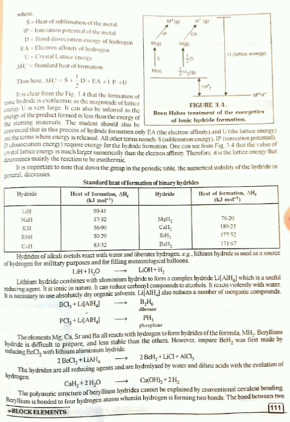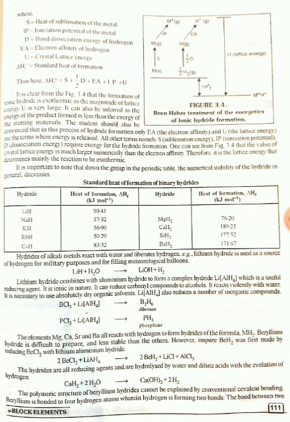The elements magnesium, calcium, strontium, and barium all react with hydrogen to form hydrides of the formula MH2. Beryllium hydride is difficult to prepare and less stable than the others. However, impure beryllium hydride was first made by reducing BeCl2 with lithium aluminium hydride. The hydrides are all reducing agents and are hydrolyzed by water and dilute acids with the evolution of hydrogen.